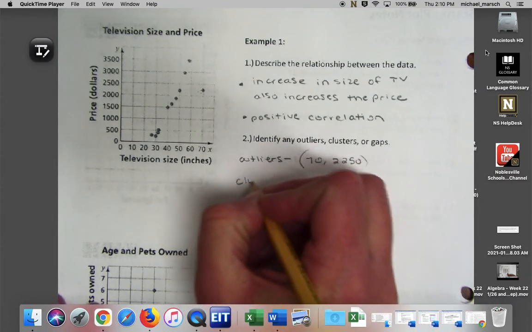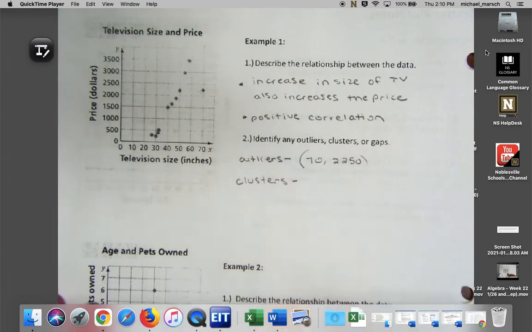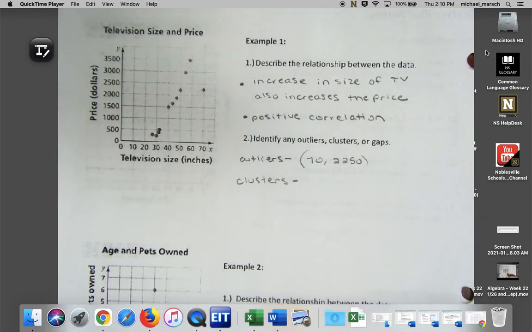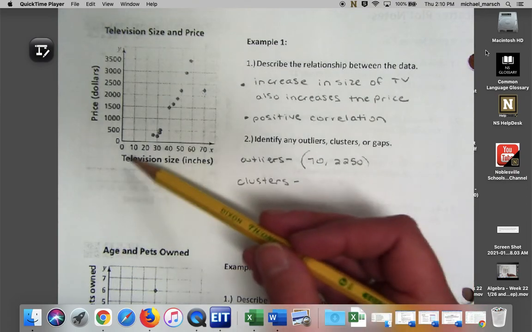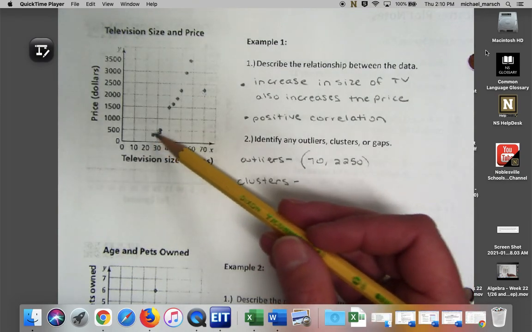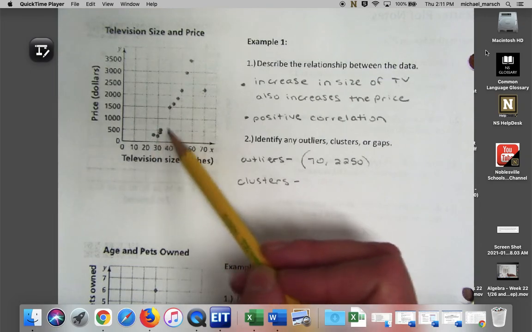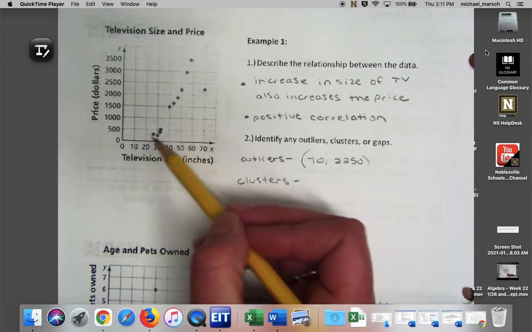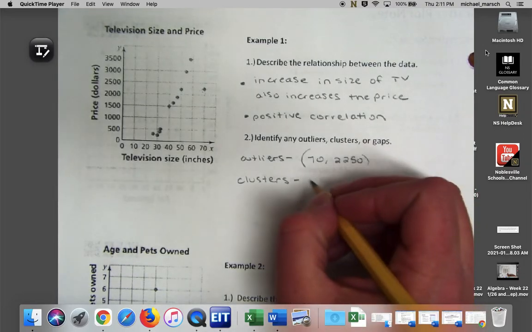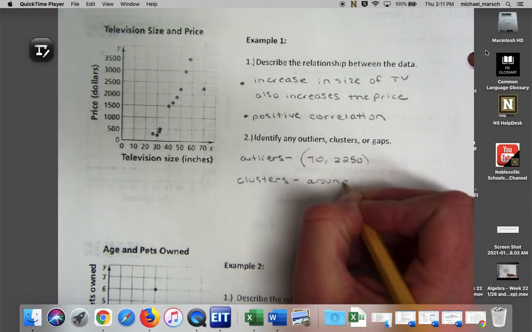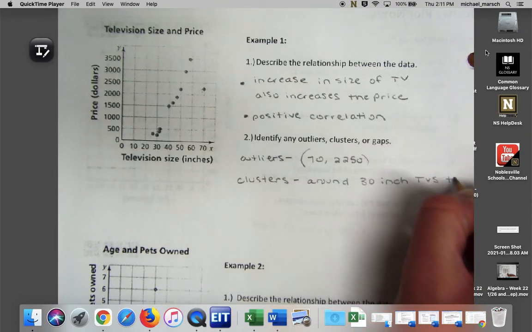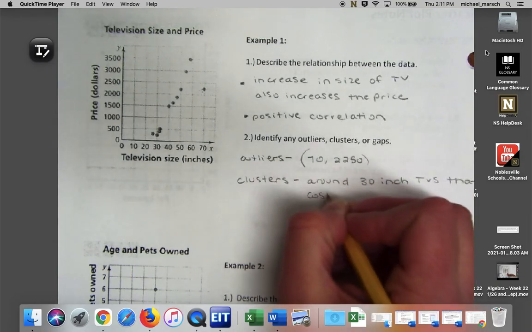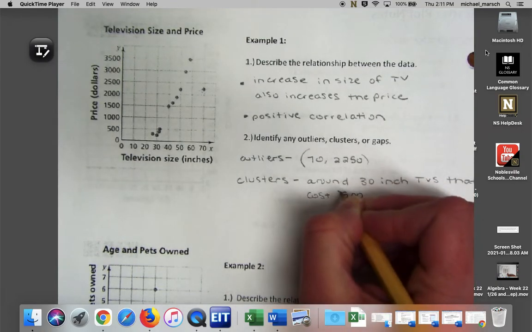All right, clusters are when you see a bunch of plots near each other. Wouldn't 25 to 50 be an outlier? Because it's just there. No, that's actually part of this cluster here. This cluster is when you have 3 or 4 plots that are very similar. So it's right around 30-inch TVs that cost $500.